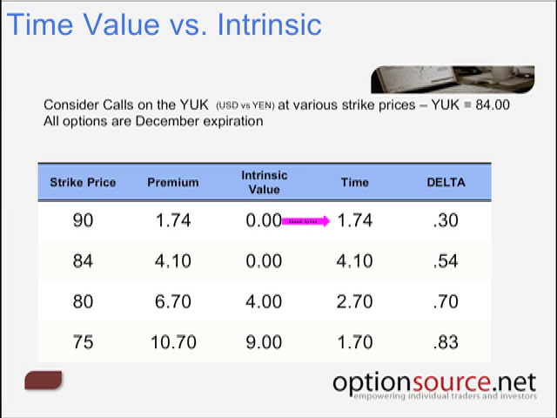So anyways, we're looking at a far out-of-the-money option contract that is asking $1.74.